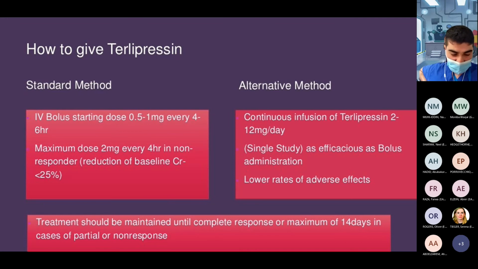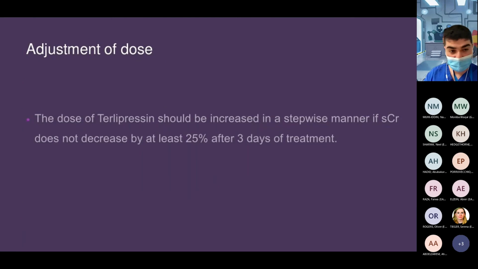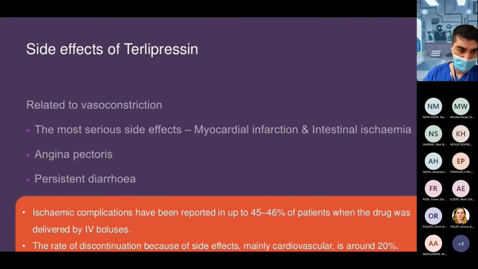So how we give terlipressin, the commonest starting dose that we tend to use is 1 milligram QDS, and then up-titrate it further if there is an inadequate response. Terlipressin continuous infusions, I've never seen anyone give continuous infusions. It's mainly always boluses. There might be a role for that, but I've never seen it being used. Like I said, monitor. The recommendation here is if it's not improved after 3 days, to increase the terlipressin further.